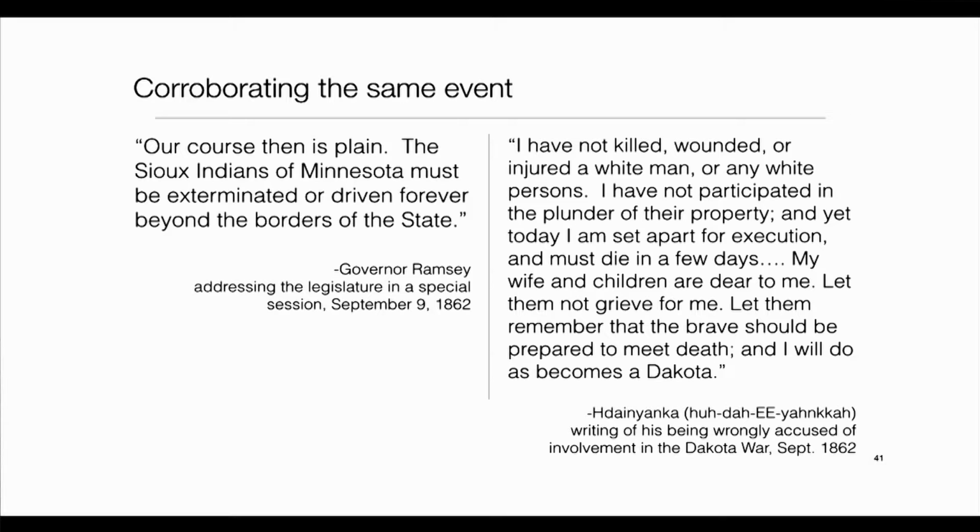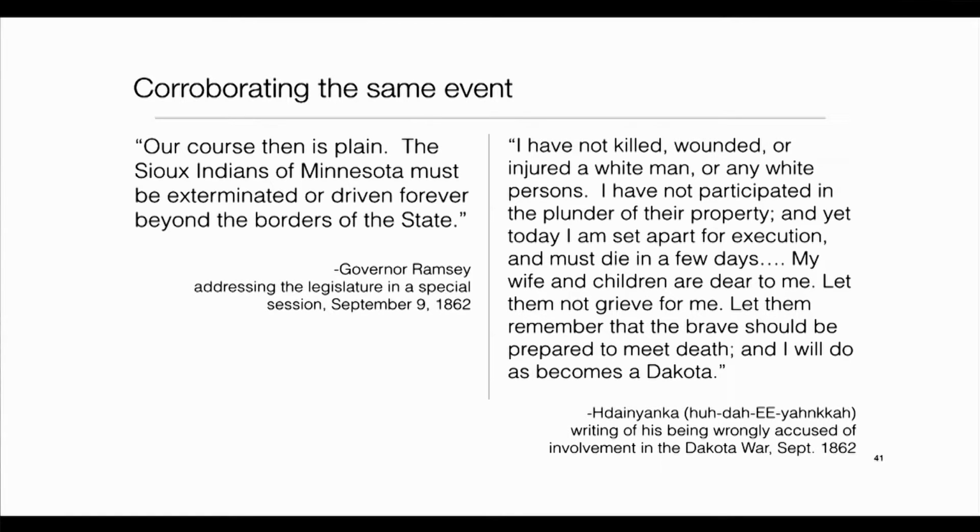So on the left we have this statement from the governor of the state. "Our course then is plain. The Sioux Indians of Minnesota must be exterminated or driven forever beyond the borders of the state." Governor Ramsey addressing the legislature in a special session, September 9, 1862. So the governor of the state calling for the extermination of a people. That's something. And then the source on the right.